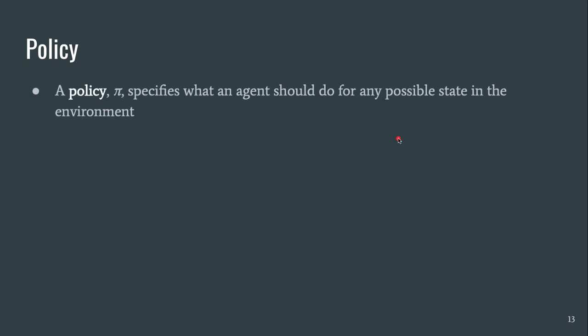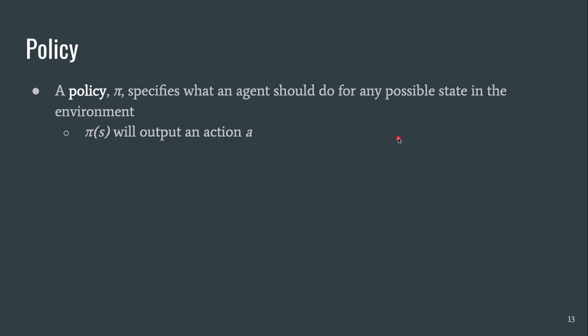So with that, we now have this environment, and we want to create an agent that can successfully play through this stochastic environment. And so to do that, we need something called a policy. And a policy specifies what an agent should do for any possible state in the environment. And we refer to this as pi. So the way this works is we call pi with the argument of s, and it will output some action A.